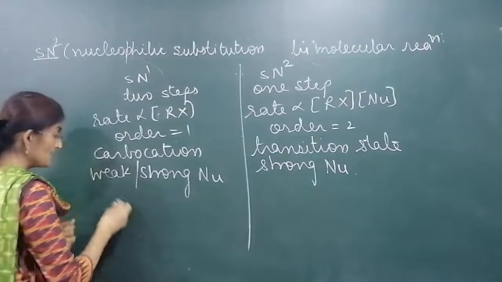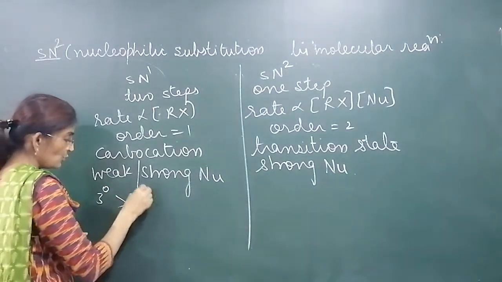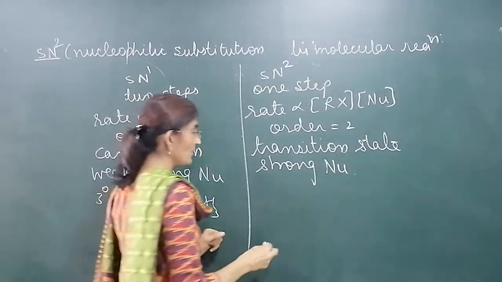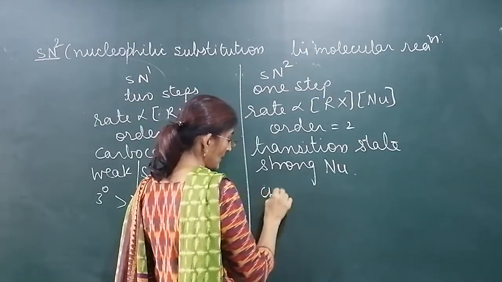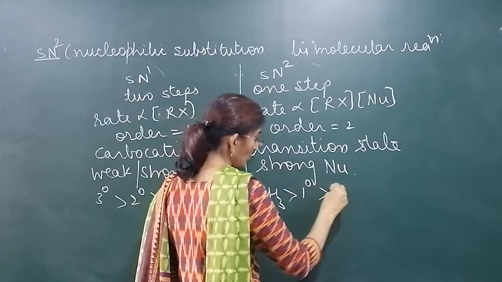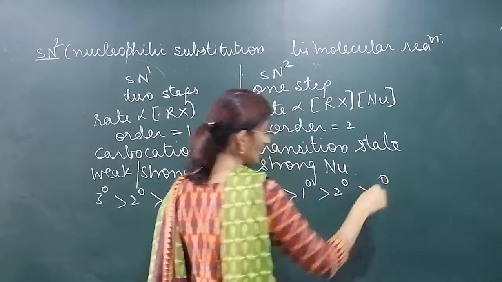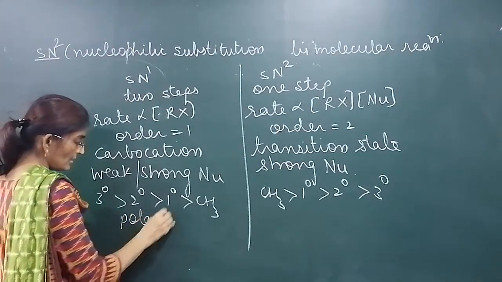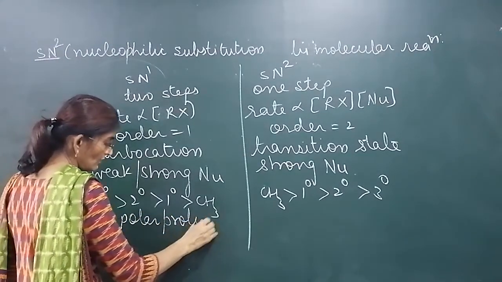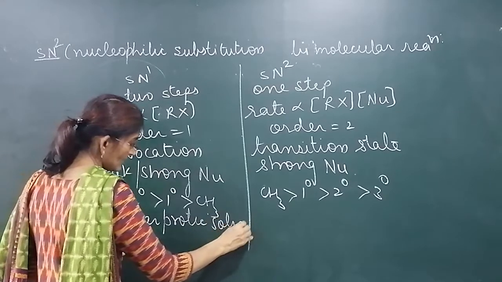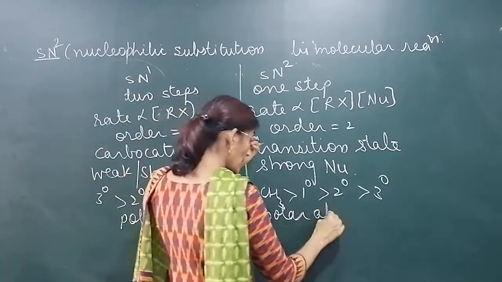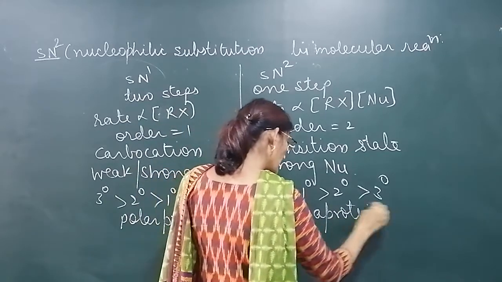What is the order of reactivity? Here 3, 2, 1 and then methyl. Here the order of reactivity is methyl, then 1 degree, 2 degree and then 3 degree. Here we require a polar protic solvent, and in this we require a polar aprotic solvent.